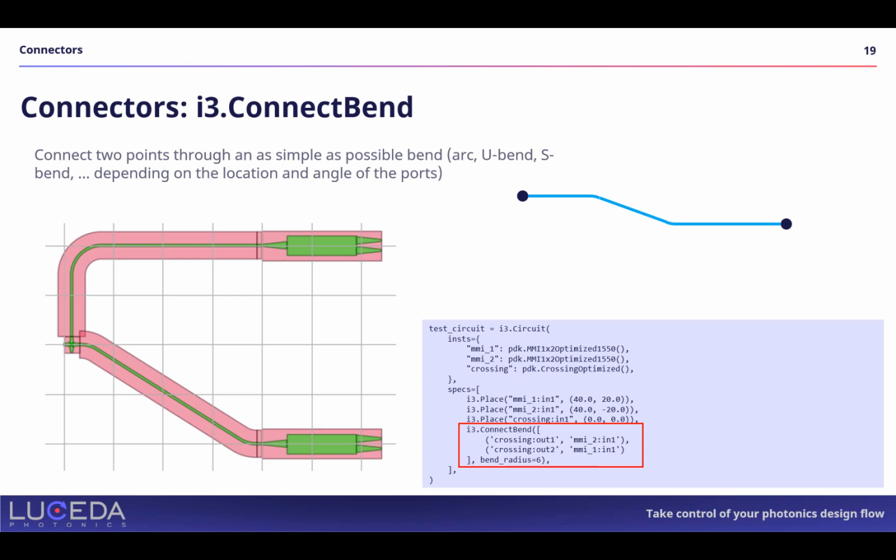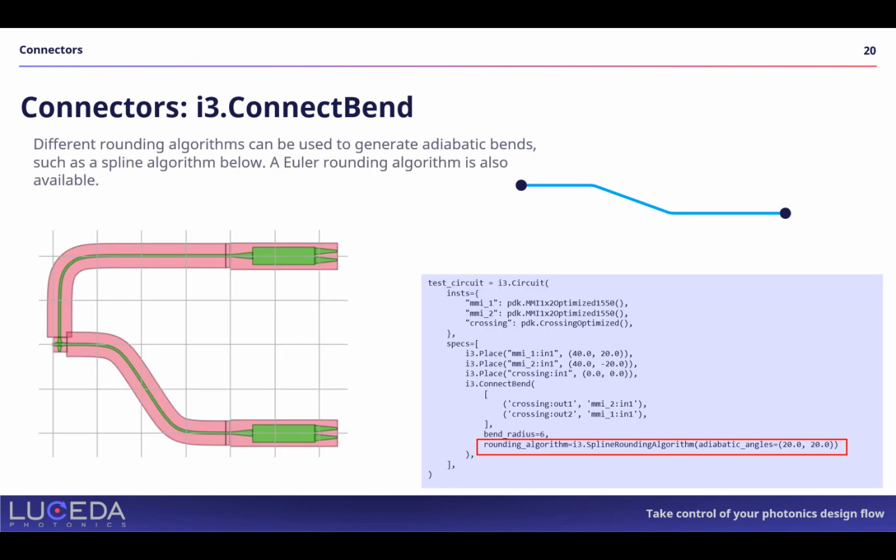It is also possible to implement different rounding algorithms to generate adiabatic curves. We can include a specific algorithm in the i3.connect class after defining the bend input outputs and the bend radius. In this example, we define a spline rounding algorithm with i3.spline rounding algorithm, and we have used an adiabatic curve.